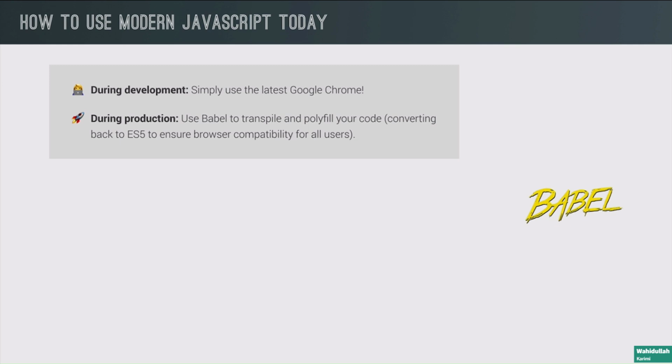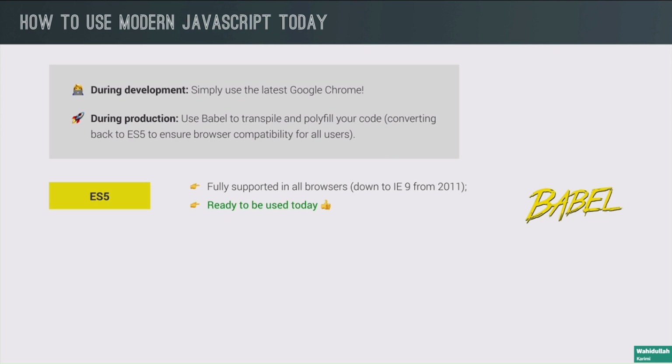Alright, so now let's take a look at how different JavaScript releases can be used today. So first off, ES5 is of course fully supported in all browsers today, all the way down to Internet Explorer 9 from 2011. So we can assume that ES5 is safe to be used at this point, which is the reason why we use it as a target for transpiling.